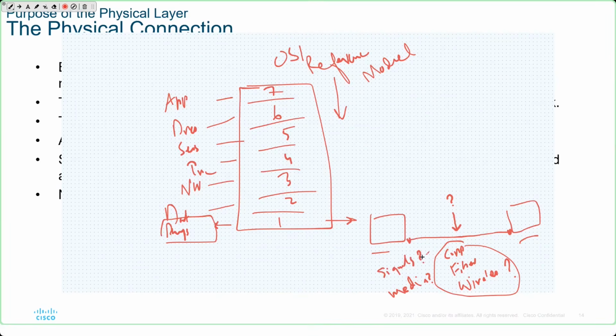Would it be an electrical signal? Would it be light pulses? Would it be electromagnetic waves? There could be a bunch of things. And then there is the encoding problem, which we are going to get into: what is encoding? Other than that, we also have the problem of how this physical cable would look in case it's a copper cable.